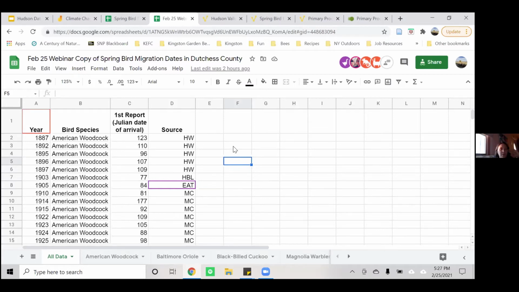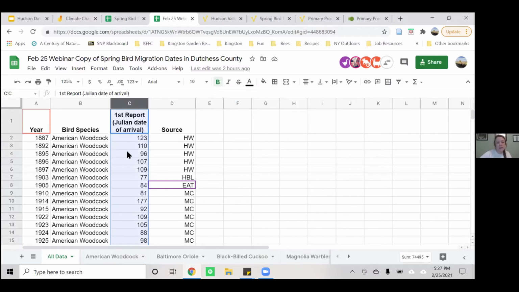So I have a quick question. The date there, that means like day one would be January 1st. Is that how that works? Definitely. So this variable here, the first report, it's a Julian date. So what that means is we count all the days in the year. January 1st is day number 1, January 2nd is day number 2, etc. And that's the day that we saw that bird.